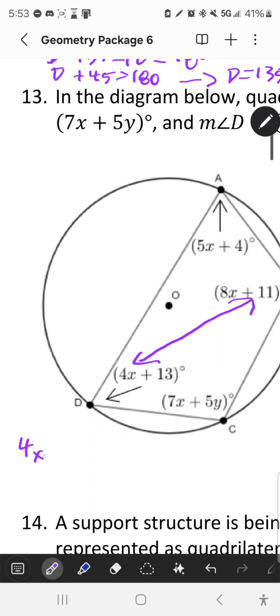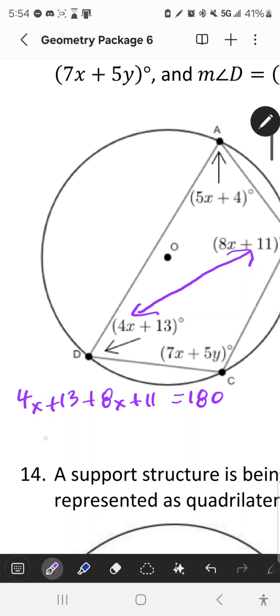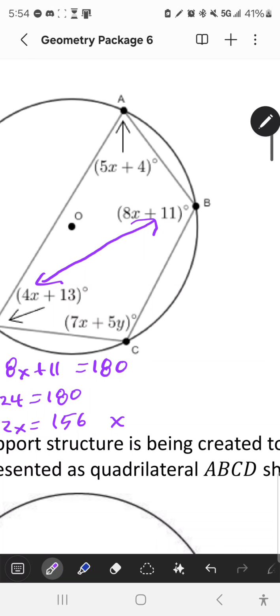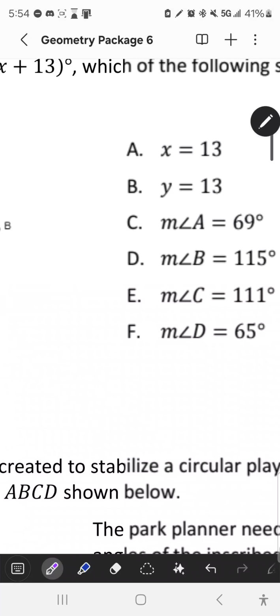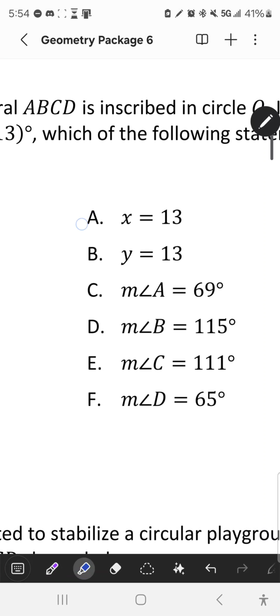So x plus 13 plus 8x plus 11 equals 180. For 4x plus 8x is 12x. 13 plus 11 is 24, equals 180. And 12x equals 180 minus 24, which is 156. And we divide by 12. 156 divided by 12 is 13. So x equals 13. Yes.